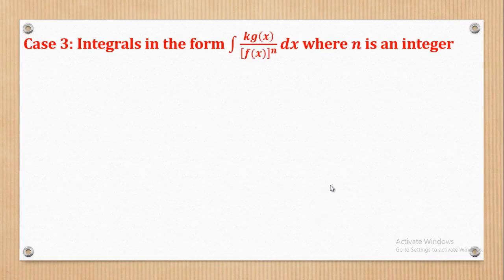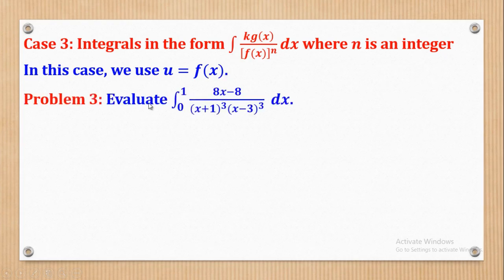Now we shall go to case 3, whereby the integral is in the form of a quotient, but this time the power is an integer. So remember, when the power is an integer, we let u be equal to f(x). So problem 3 says integrate from 0 to 1, (8x minus 8) over (x plus 1) raised to the power 3 multiplied by (x minus 3) raised to the power 3.